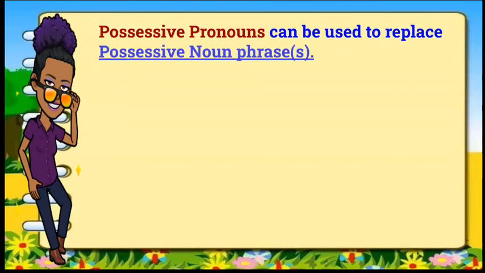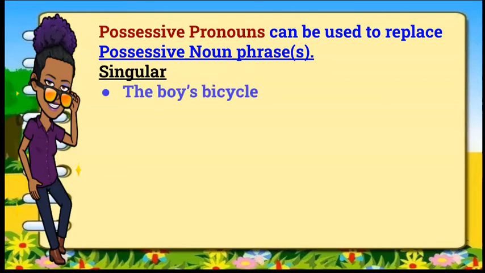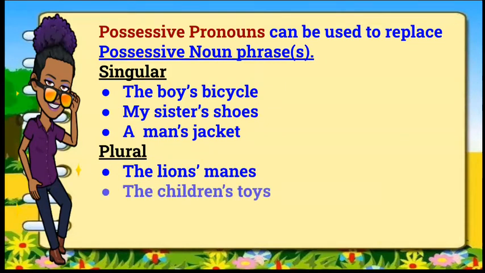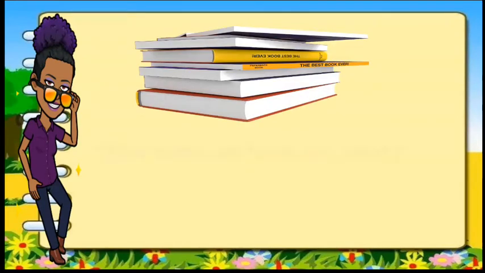Possessive pronouns can be used to replace possessive noun phrases, singular. So noun phrases: the boy's bicycle, my sister's shoes. Remember, noun phrases are those with the, or the articles a or an, and have my, right? My sister's shoes. A man's jacket. Now we go with the plural. The lion's manes. The children's toys. The ladies' dresses. Just a few examples of noun phrases.